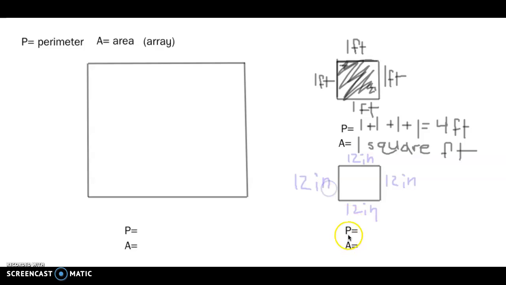Okay. Now we need to figure out the perimeter. And yes, the perimeter of this would be 4 feet, but we're measuring in inches. So we have 1, 2, 3, 4 sides, and they're each 12 inches. So that means I have to add 4 numbers. 12, this 12, plus 12, plus 12, plus 12. We are adding 4 12s together.